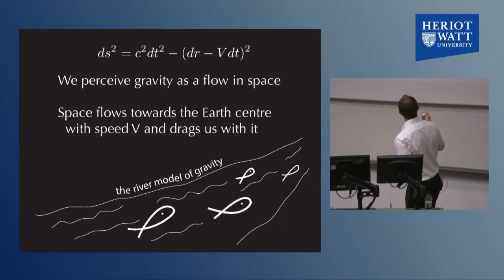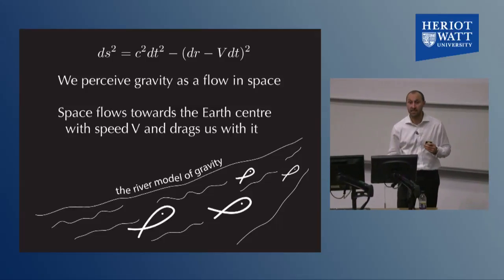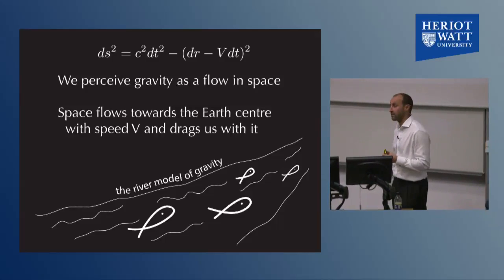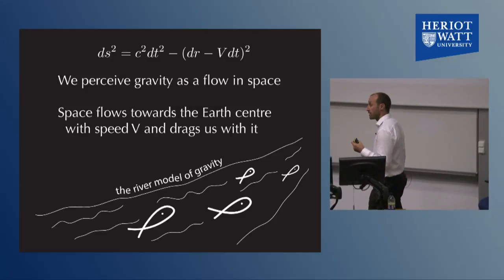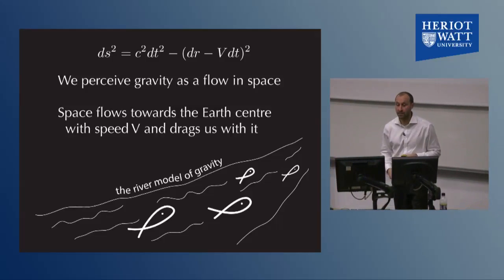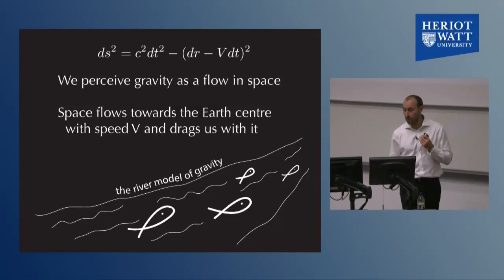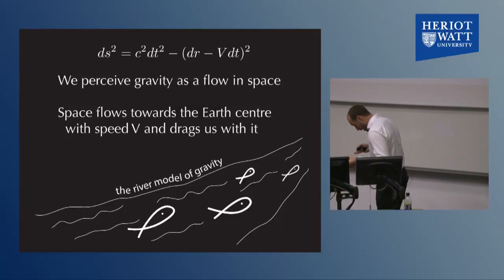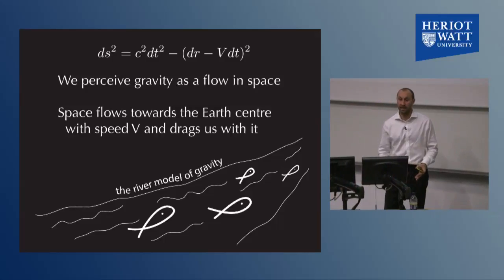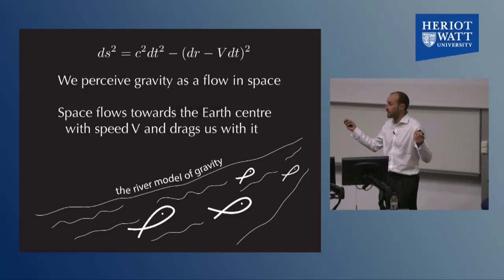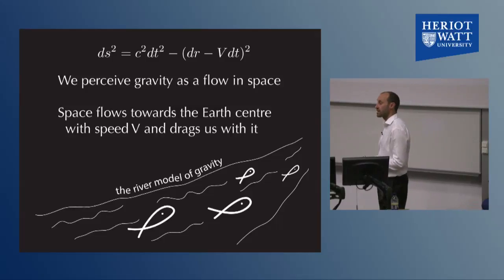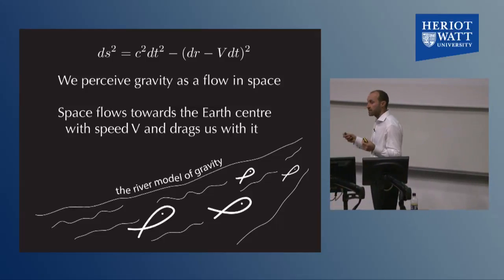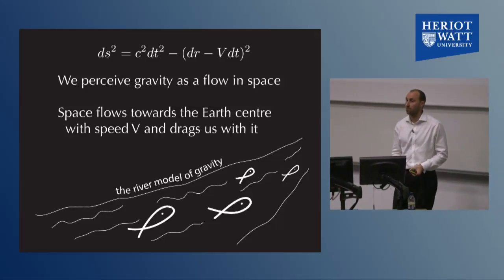What this bit here is telling me is that space is flowing with speed v, okay? So this is what comes out of Einstein's equations. The way we perceive gravity is as a flow in space, and this is why my feet are glued to the ground right now. Space is flowing, being sucked in towards the center of the Earth, and as it's being sucked in, it's pulling me along with it. Okay? In exactly the same way.